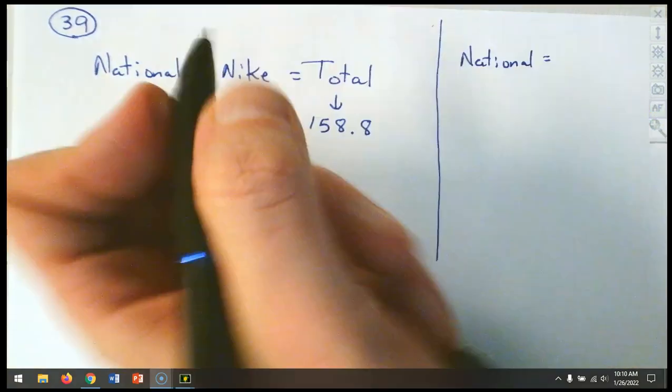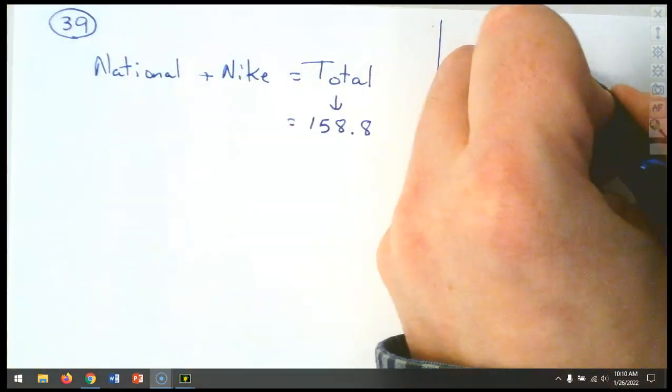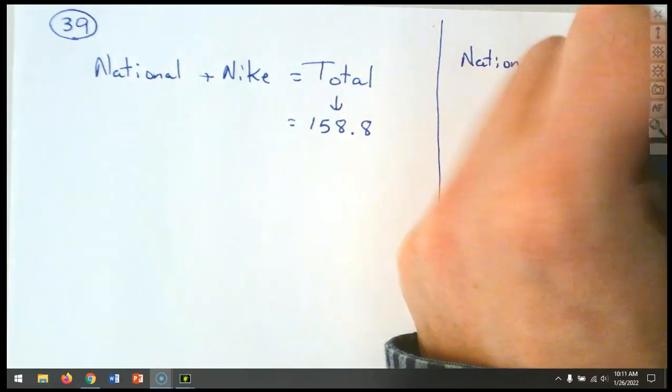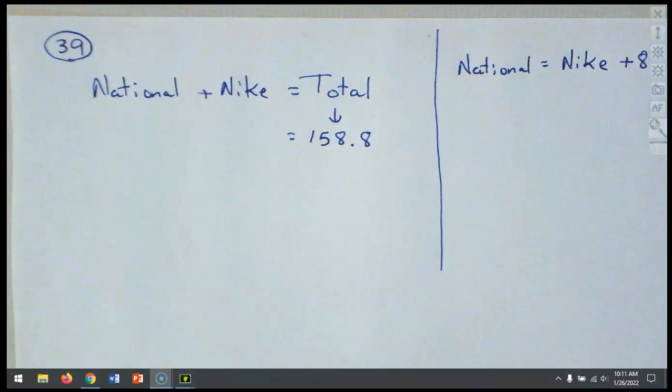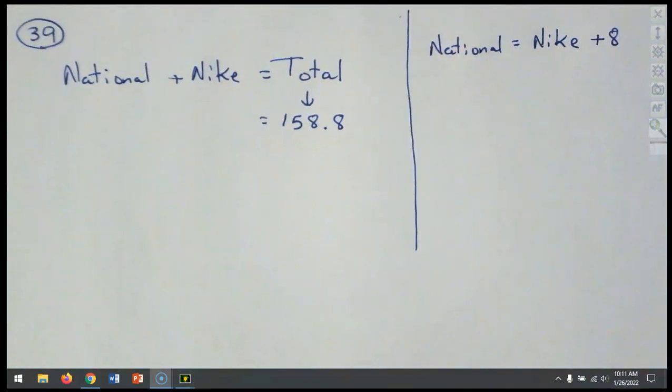So we're going to say National Geographic is Nike plus 8. We're not going to put the million on. We're just going to use the 8 there. We'll put the units of measure on at the end. So just so we have less confusion, instead of writing 8 million, we're just going to put the 8 there.